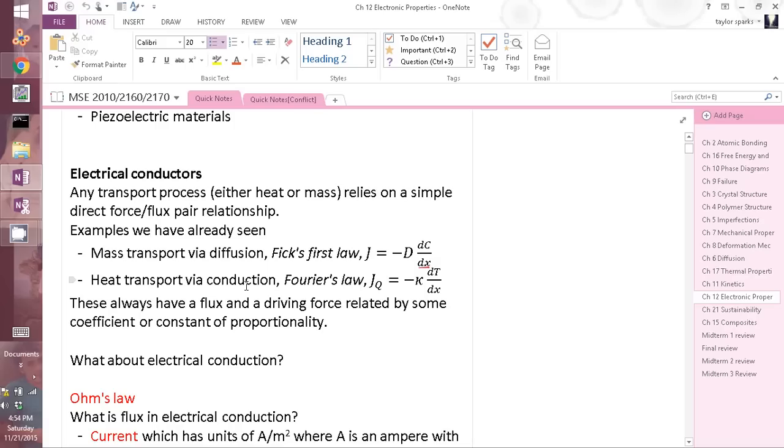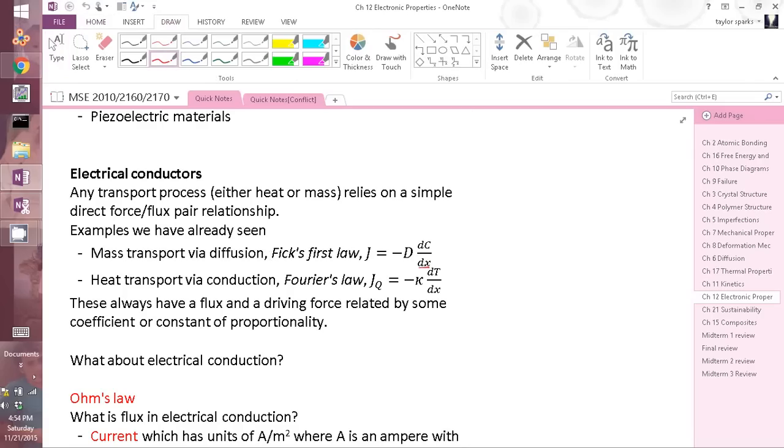Well, it, like any other transport process, just like heat or mass, relies on a simple relationship. The relationship is that if you have a flux, then you have to have a driving force, and you have to have a constant of proportionality. So if it's diffusion, so this is mass transport, we call that Fick's first law. And we said that the diffusion flux, J, is going to be proportional to the concentration gradient, dC/dx, times negative diffusion coefficient. So that's our constant of proportionality.